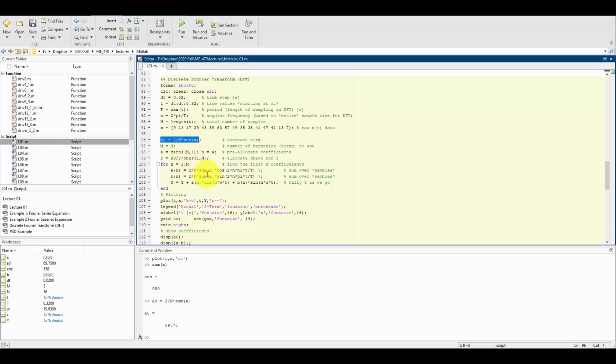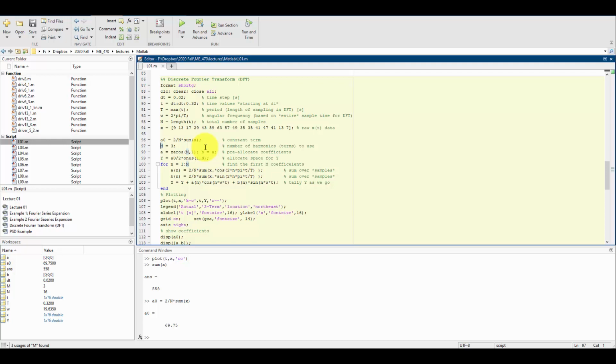So for this data, our A0 term is 69.75. This matches exactly what the formula on that slide says. Now we have to go into a little more detail. The problem was asking us to find only the first three harmonics, meaning only the A1, 2, 3 and B1, 2, 3 values. So that's going to be my M here, the number of terms I want to take.